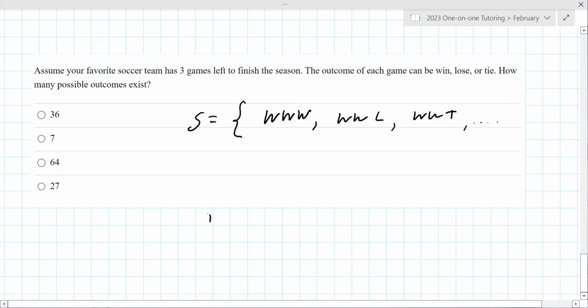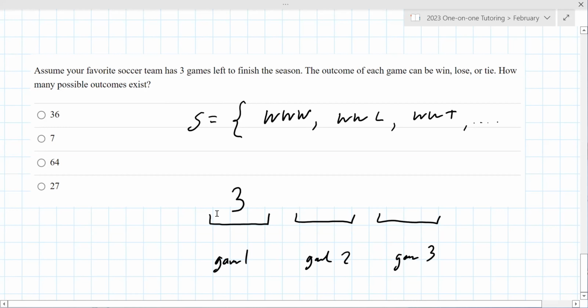So then I like using the buckets. I think of these as buckets, and they represent game 1, game 2, and game 3. And what goes in the bucket is the possibilities. What are the possibilities? Win, lose, or tie. And there's 3. For game 1, you could win, lose, or tie.